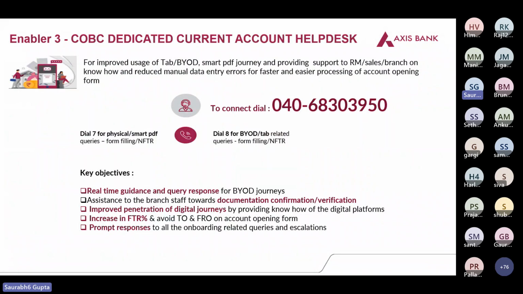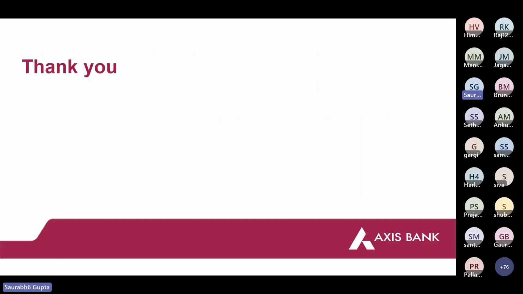And the last enabler is this current account help desk. This is the number you can contact. There is a COBC executive who will answer your queries. They will provide you real-time guidance on the account opening form. So yeah, these are the enablers we have created for you so that you can take help from there. This is about the current account training. Now we are open for question and answer. We'll be taking them one by one.